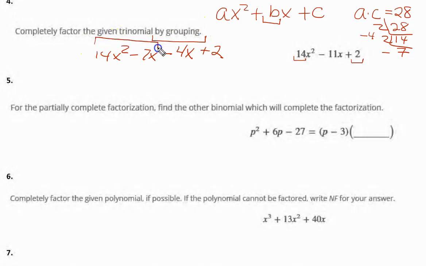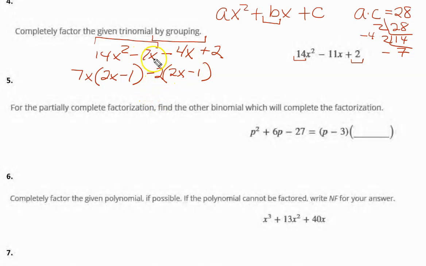Well, we did this before. What can we take out of here? Well, we can take out a 7x. And we get 2x minus 1. Now, out of here, we're going to take out a negative 2. So we want to get our signs to look like that. And this becomes then 2x minus 1.